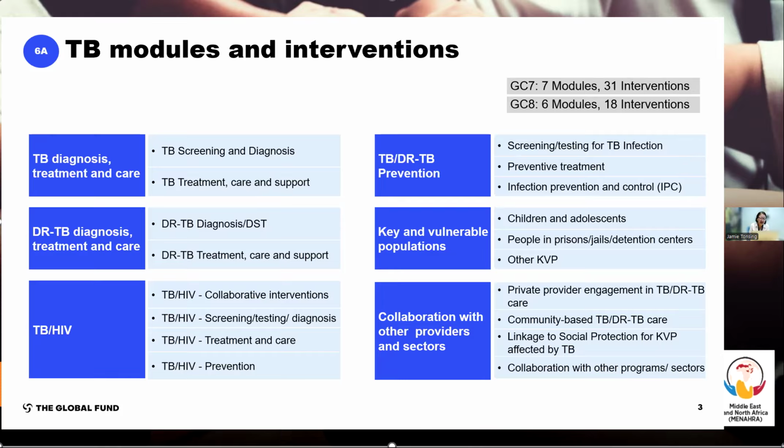The other thing to note is that, compared to GC7, we now have fewer modules and interventions. In GC7, we had 7 modules. Now we have 6. The reason for that is that the equity and human rights module, and all related interventions, has moved from the TB modules to the RSSH module.